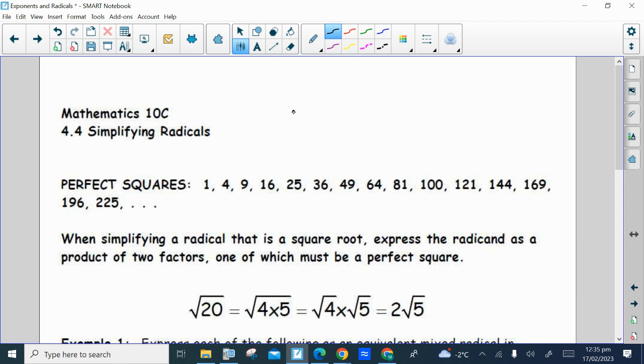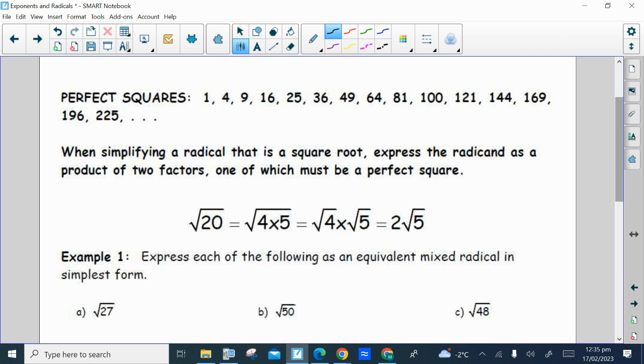And it starts with reviewing what perfect squares are. Perfect squares are numbers that when you take the square root, you get a rational number. Okay? And perfect squares, the ones that we use often are 1, because the square root of 1 is 1, the square root of 4 is 2, the square root of 9 is 3, and so on.